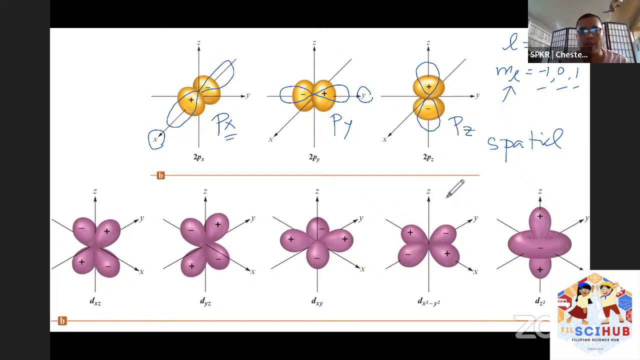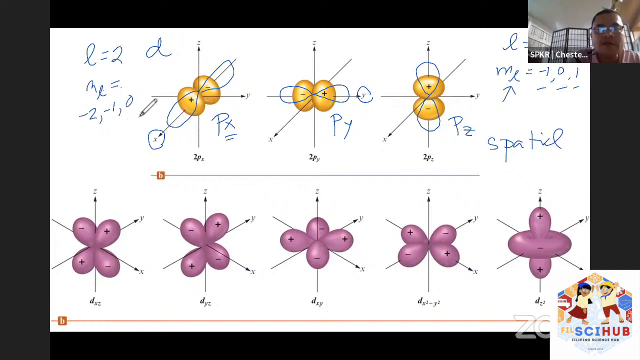Now, tignan naman natin yung d, okay? So your d, ano nga ba yung d natin? So L is equivalent to 2, okay? So this is going to be the d orbital kasi again, there are two nodal planes. Yung p nga pala, isang nodal plane lang. Okay? So anong M sub L values ng L equals 2? So you have negative 2, negative 1, 0, 1, and 2. Okay, so there are actually 5 types. Ano nga ba tong 5 types na to?